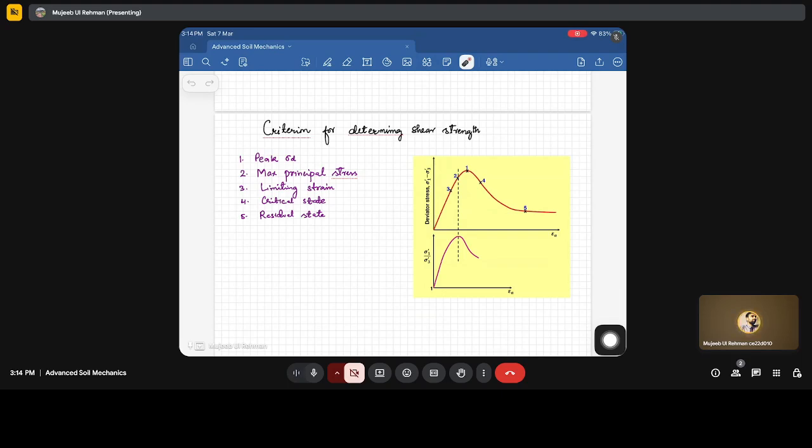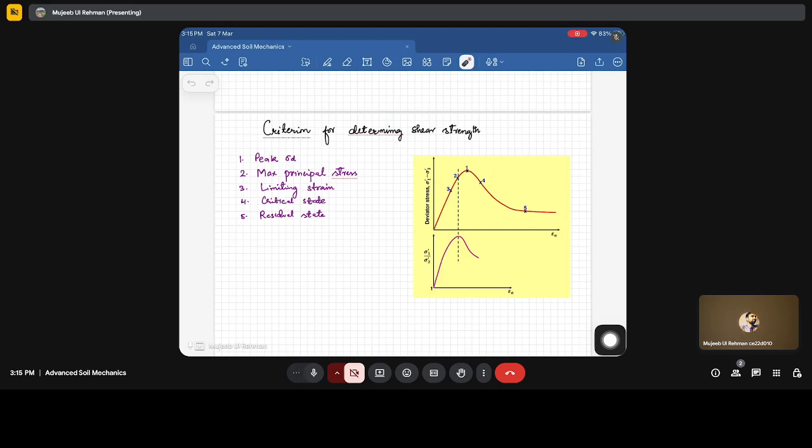We can decide the criterion based on five things: either the peak deviatoric stress, which is at 1, or the maximum principal stress ratio, limiting strain, which is at 3, critical state, which is at 4, and the residual state, which is at 5. If we talk about the peak deviatoric stress, which is point 1, we generally use it for dilating soils. We get this kind of response for a dilating soil where we have a dominant peak, so we can use the peak deviatoric stress as a criterion for determining shear strength in the case of dilating soils.